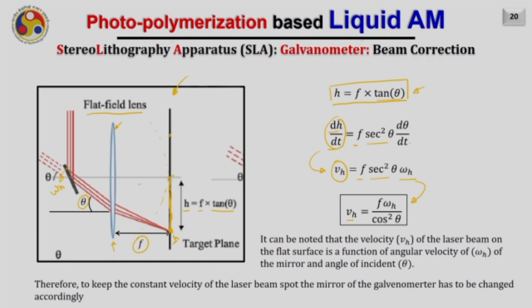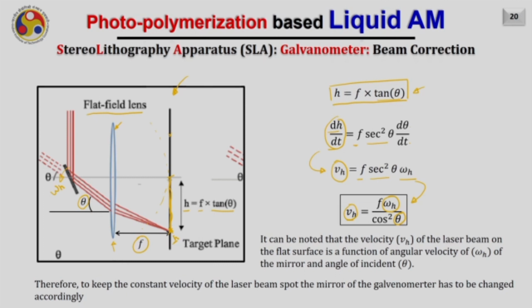So we can note that the velocity vh, what is vh? Vh is the velocity of the point of this laser beam point. So the velocity vh of the laser beam on the flat surface is a function of angular velocity of the galvanometer and the angle of incidence theta.